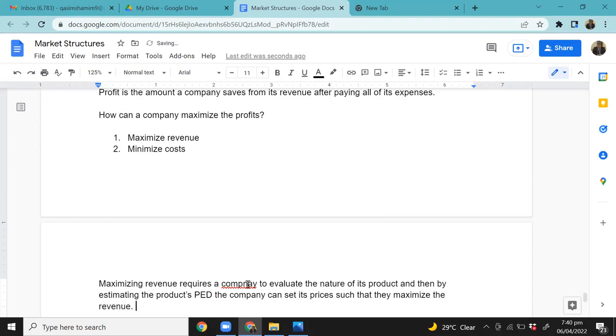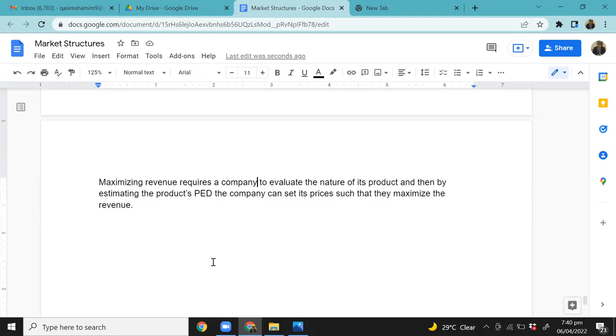We have so far told the examiner what profit is, and secondly, we have also mentioned that to maximize your profit, you have to do two things. Either you need to maximize your revenue, or you need to minimize your cost. After we have mentioned this, we are moving forward and talking about how revenue is maximized. For maximizing revenue, as I'm saying over here, the producer needs to understand the nature of its good. Now, why is it important to understand the nature of the good? Because whatever pricing policy you choose will depend on the nature of the good you are producing, right? Yes or no?